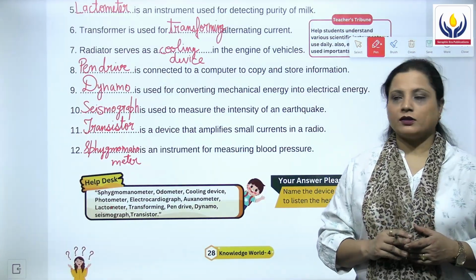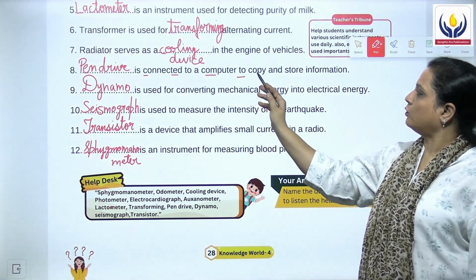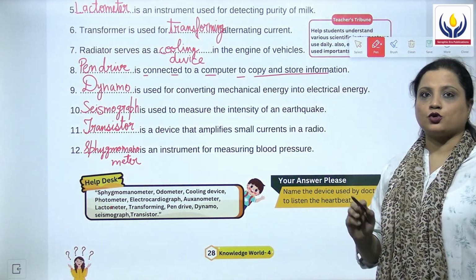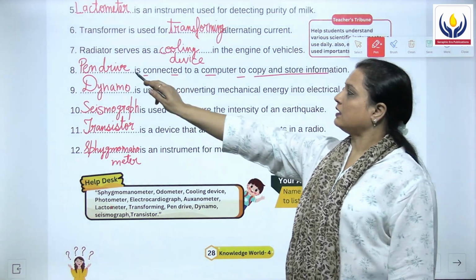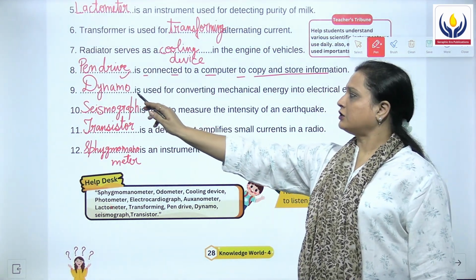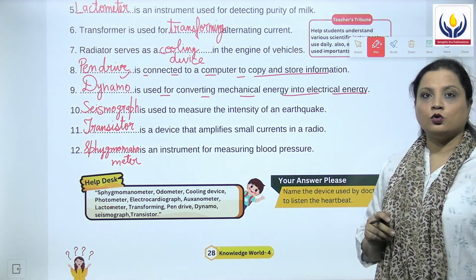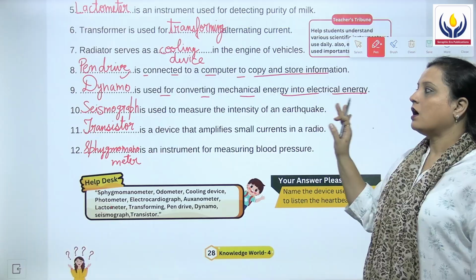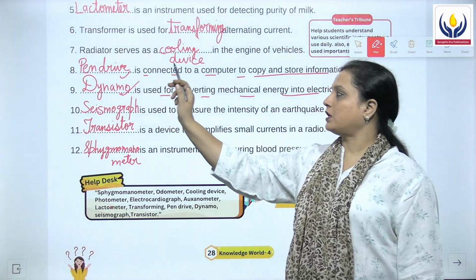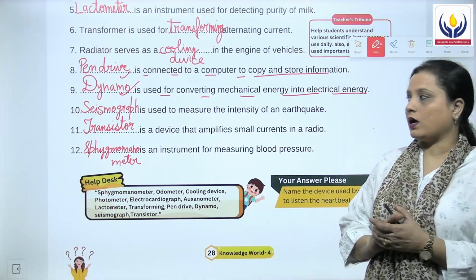Let's now do the eighth one. It is dash is connected to a computer to copy and store information, and the answer is pen drive. Then we have dash is used for converting mechanical energy into electrical energy, and the answer for this question is dynamo. Then we have the next, that is the 10th one.